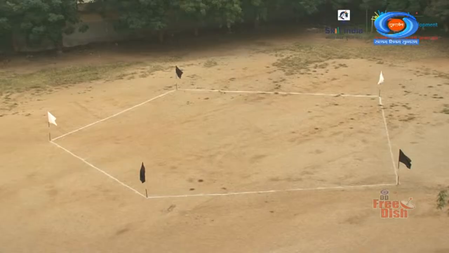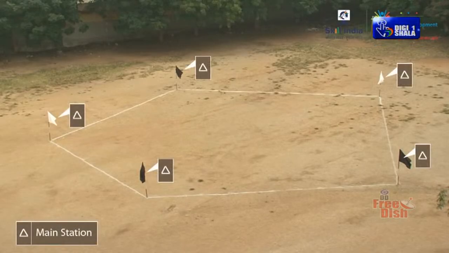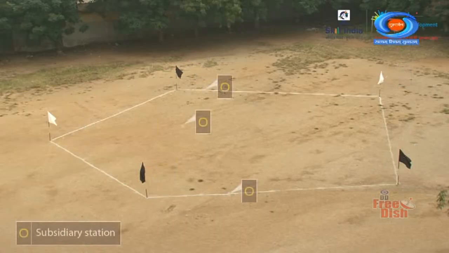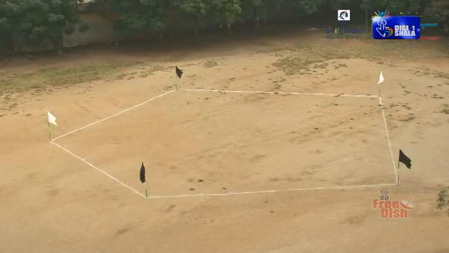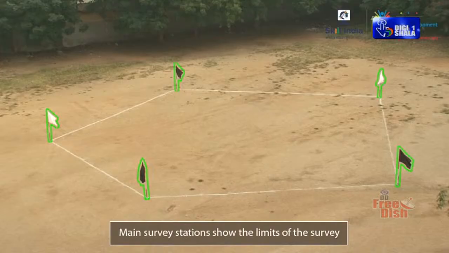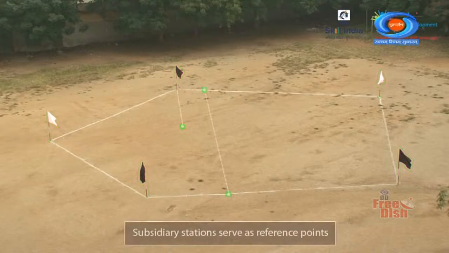In surveying terminology, the prominent points of a survey are called main stations, and the minor points are known as subsidiary or tie stations. Main stations show the limits of the survey, while subsidiary stations serve as reference points.